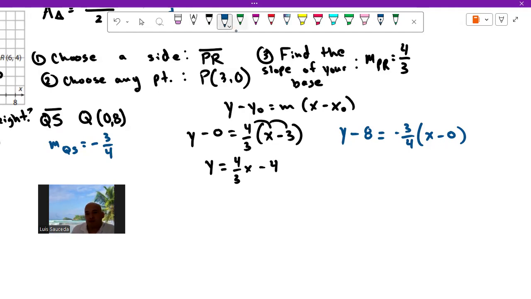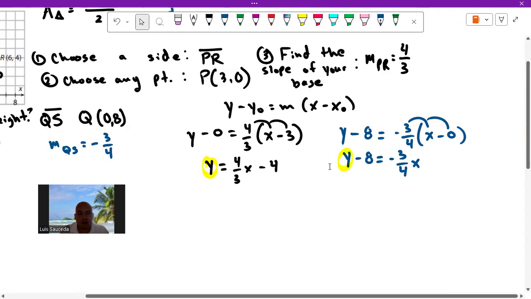Now for the other one, when you simplify it, negative 3/4 times the x and then times the 0, you're going to get y minus 8, and that's equal to negative 3/4 of x. And if you want to move the negative 8, that's fine, but it's not always the best thing. So this is what we have so far. And what's going to happen now is that this y, which is the yellow one there, is the same thing as this y over here, right?